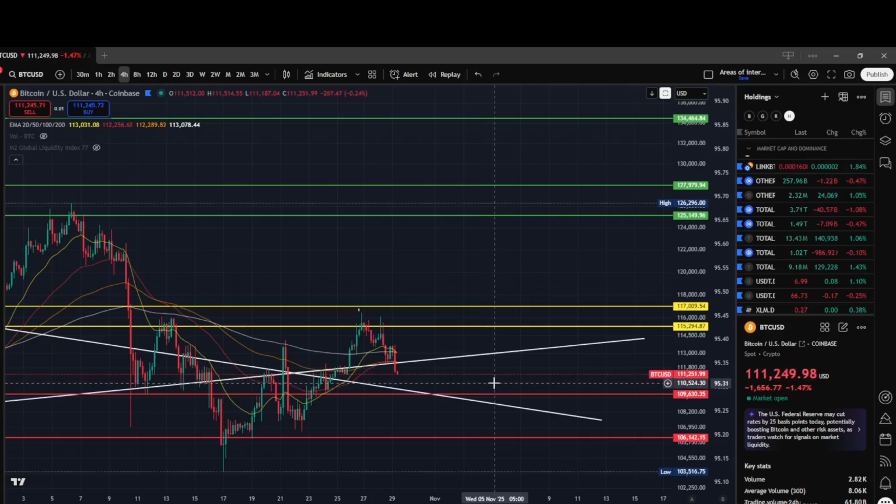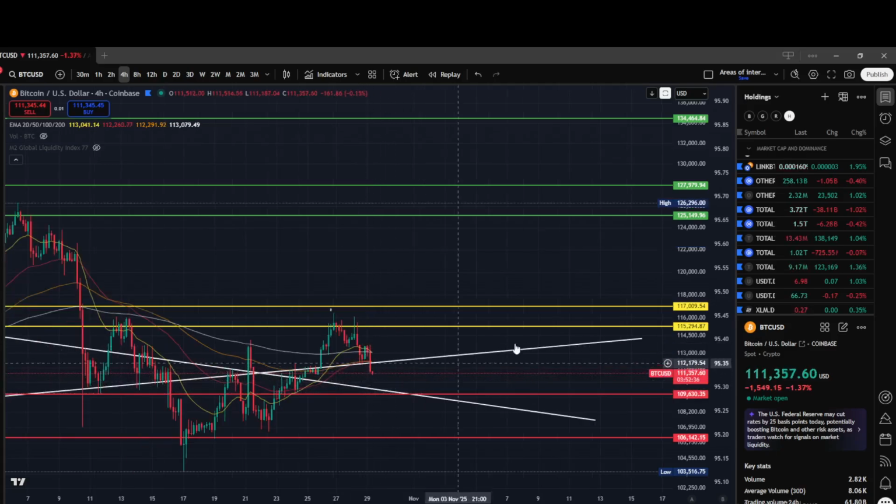What did this close down at? 110, 109, 110. It did wick down pretty low, but overall closing, we want to stay above 109 for sure.